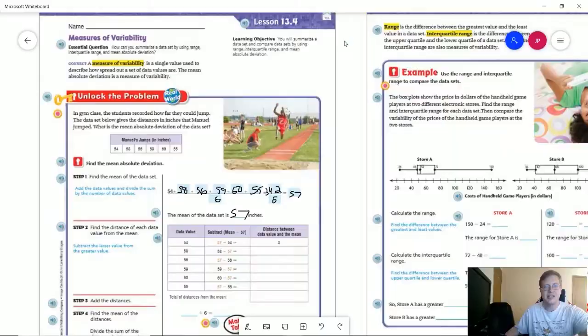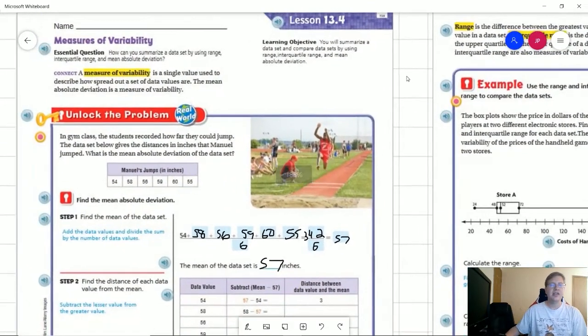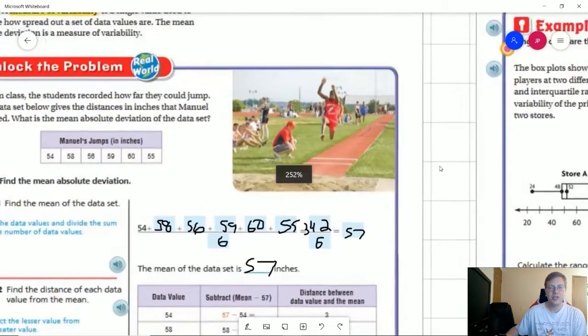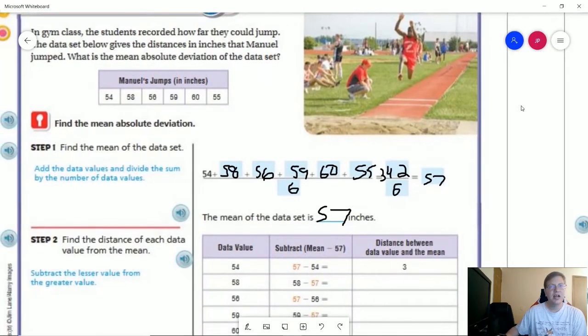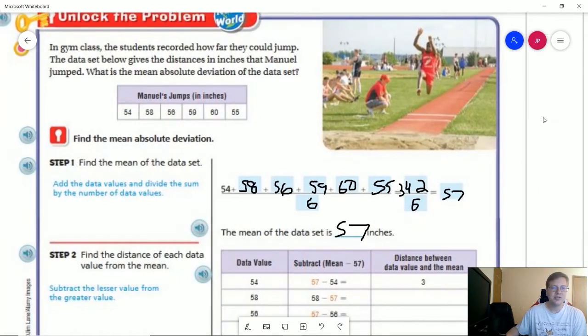Today we are going to be continuing this idea of working with mean absolute deviation and talking about two other ways that we can measure the variability of something. So again, when we're looking at variability, we are looking at how spread out data values are within a data set.